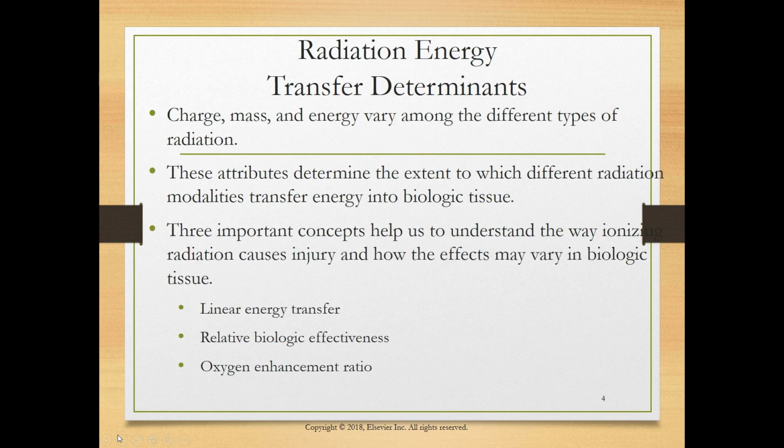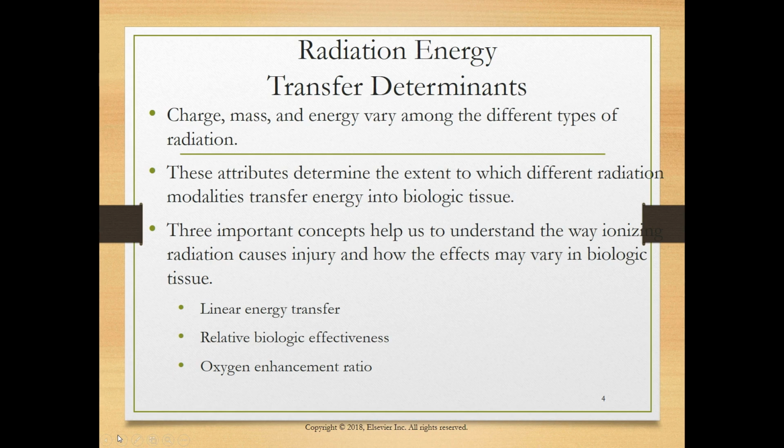Okay, physical factors are charge, mass, and the amount of energy that's associated with different types of radiation. And these attributes determine the extent to which the radiation can damage or transfer energy into the biological tissue. These characteristics can affect the amount of biological damage. And the radiation characteristic that is most important in determining cell damage is the rate at which the radiation deposits its energy. And this is called LET, linear energy transfer.